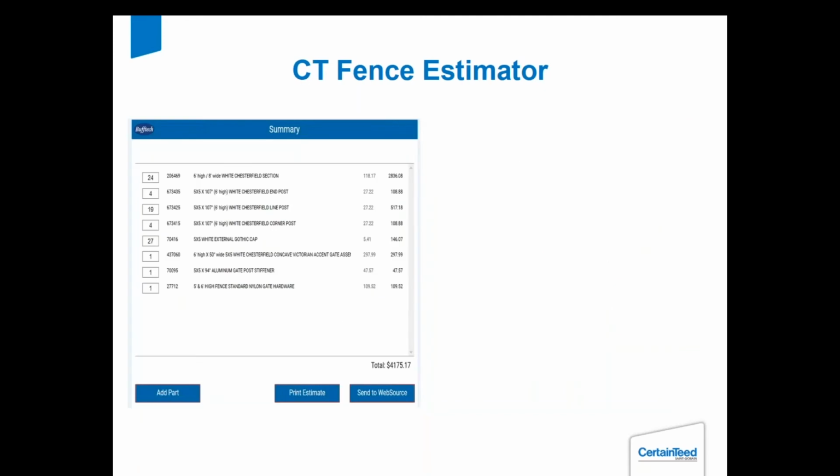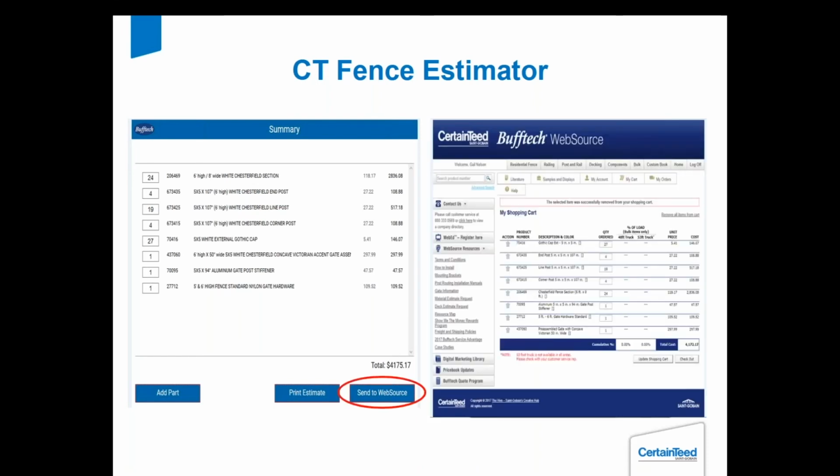Once all that's done, you would hit next, and then it's going to give you this quote. And here, if you wanted to add in something you forgot, you can add a part to it. You can print this estimate, or it has the option where it will send it to WebSource. And if you choose that, it's going to put it right into the shopping cart in WebSource. And once we get into the demo, you'll see a little better how the shopping cart works and everything. But it'll put it right in there for you. And then at that point, if it's an order, you could just submit it as an order, or you could save it as a quote.